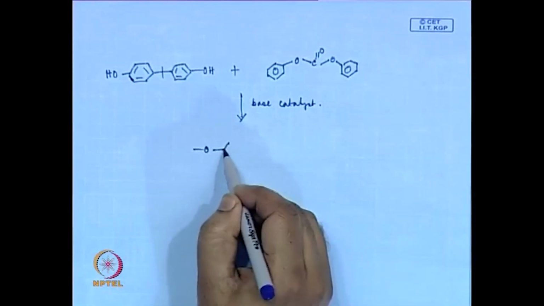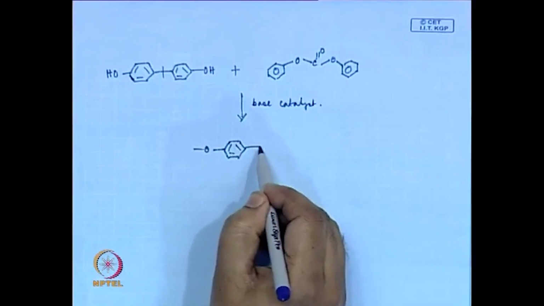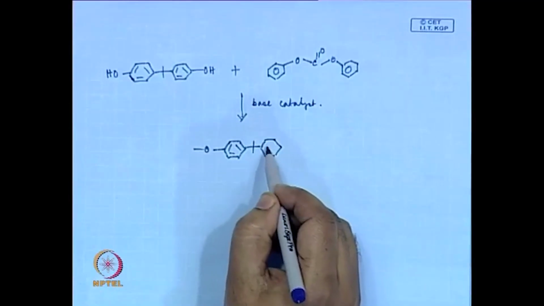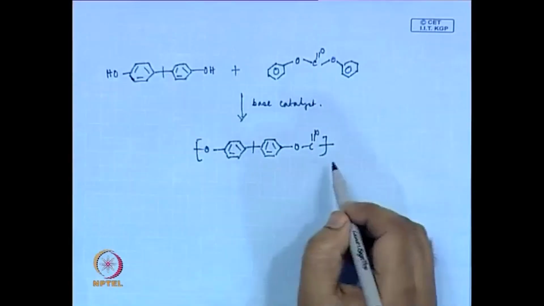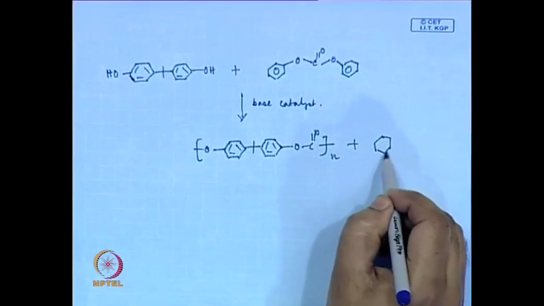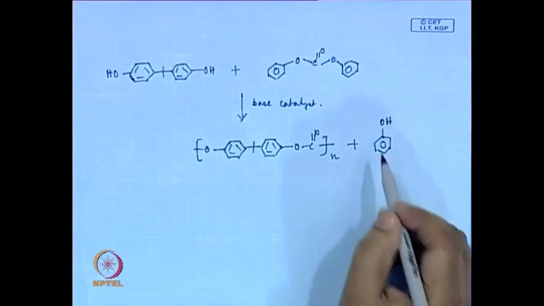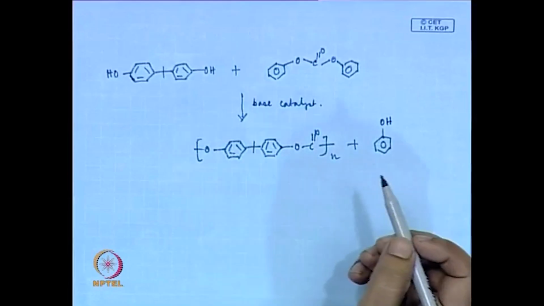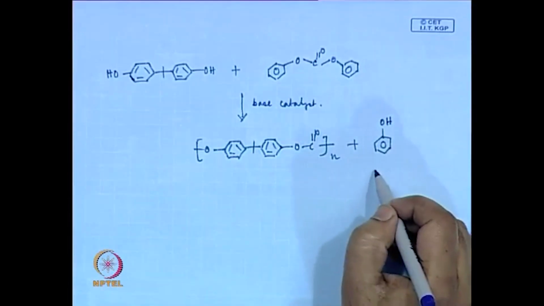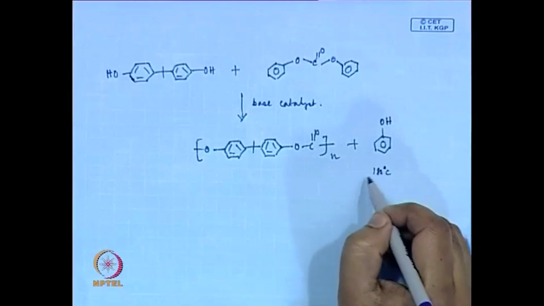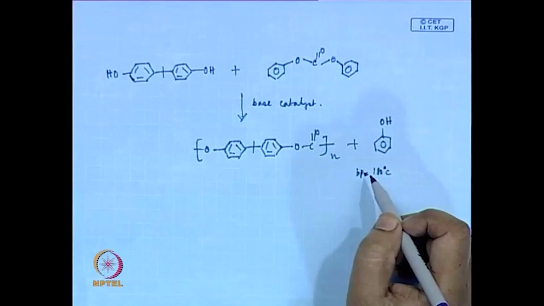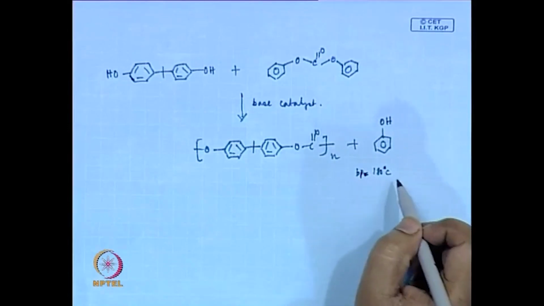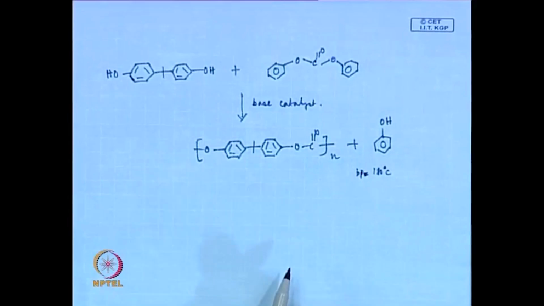So, that gives us phenol as a byproduct. Now, in this reaction the boiling point of phenol is 180 degrees centigrade. So, you can imagine that you have to have a reaction temperature of at least 180, so that you can take the phenol vapor out of the system.